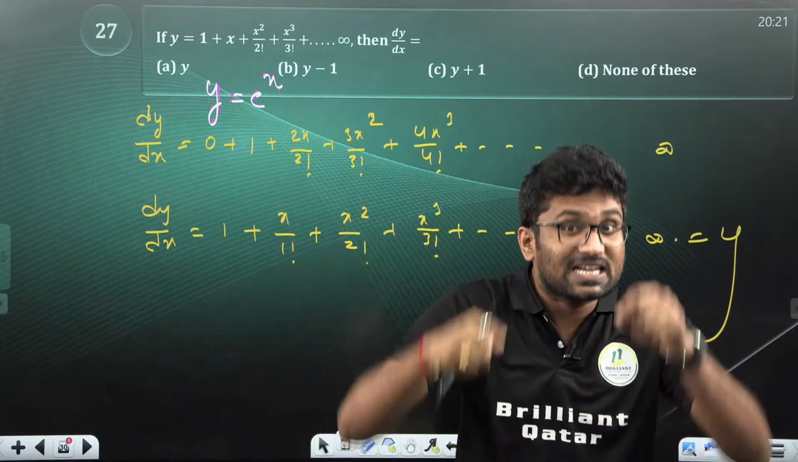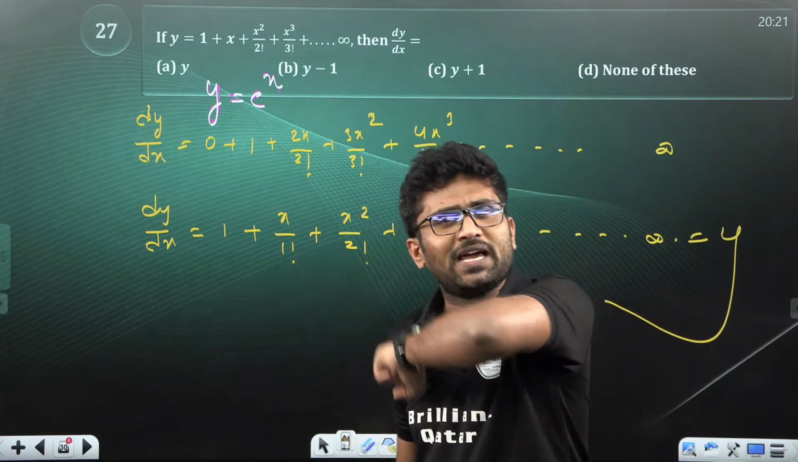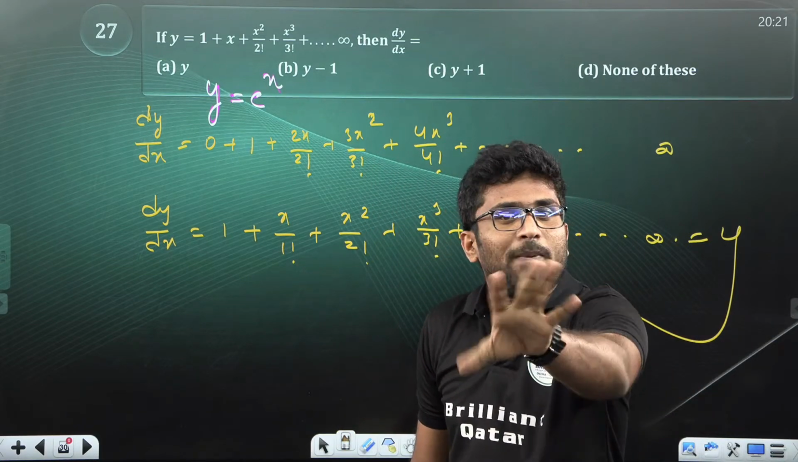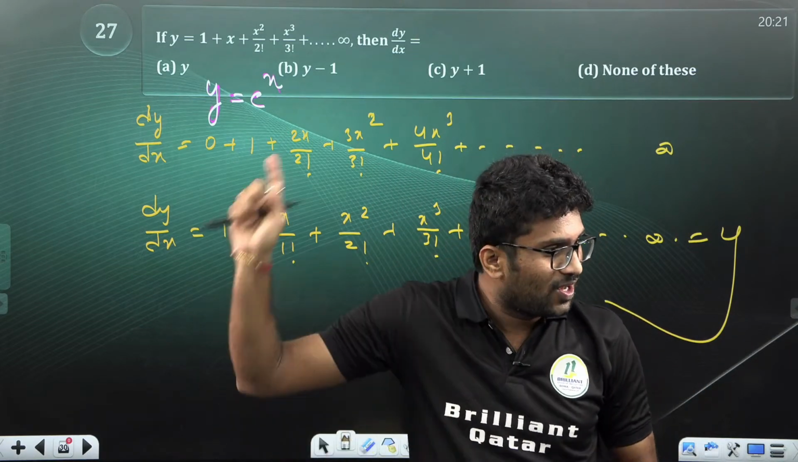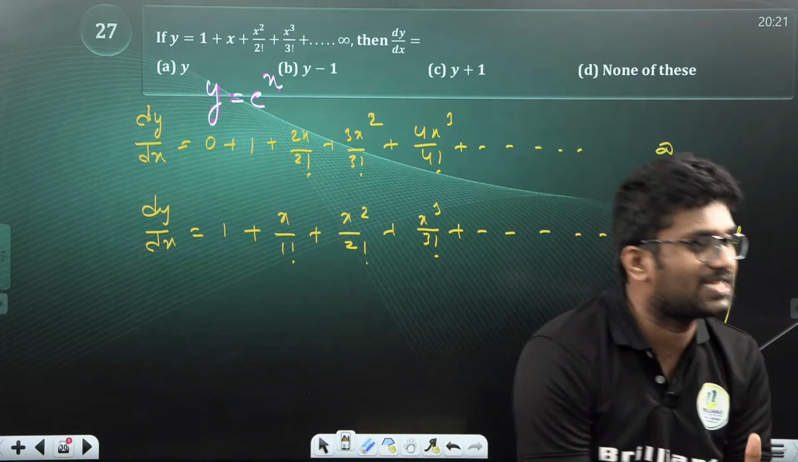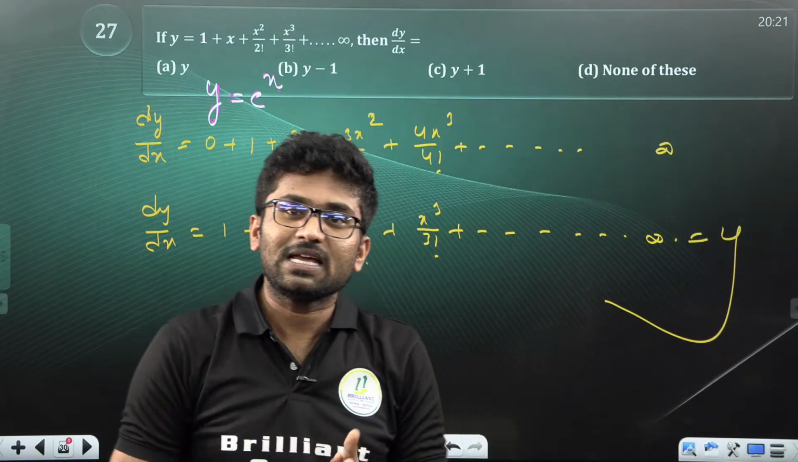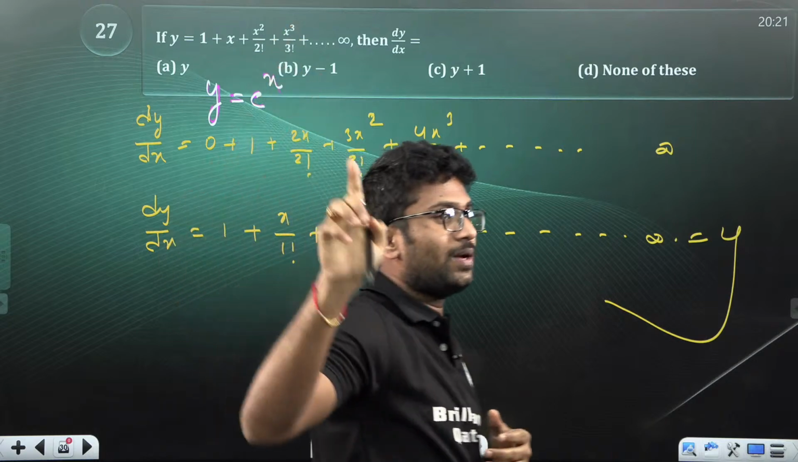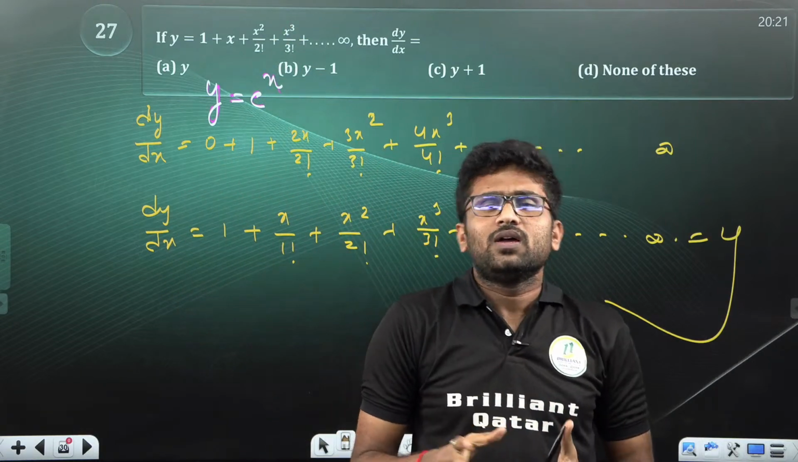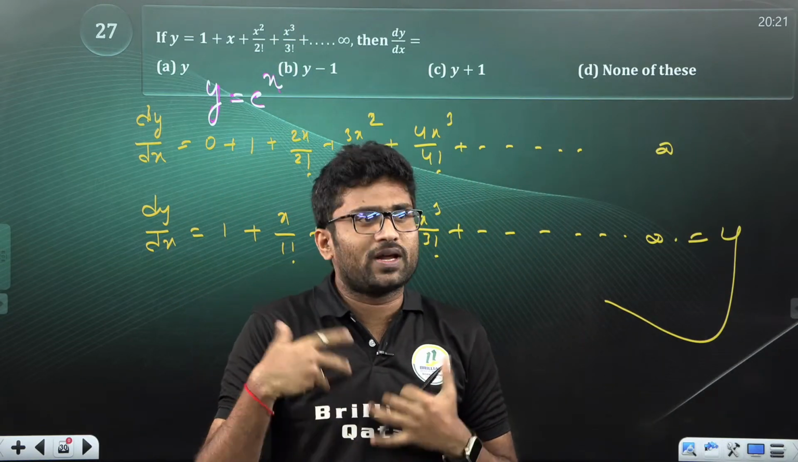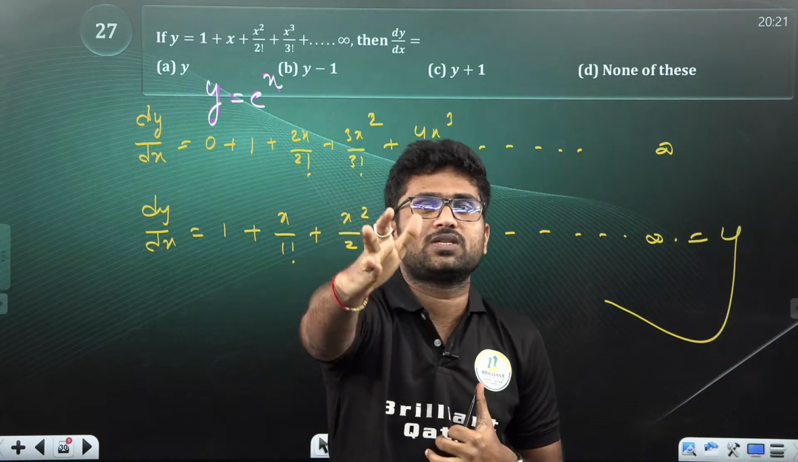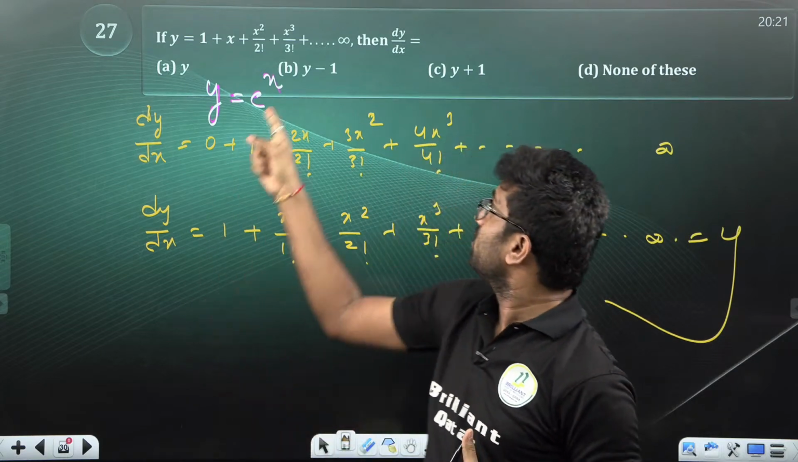That is the reason how many times you differentiate y, e power x won't change. I hope you understood. In the beginning, you might be like, sir, how is the differentiation of e power x equal to e power x? How many times you differentiate e power x, we get the same e power x? This is how.